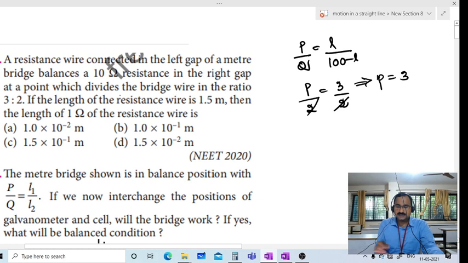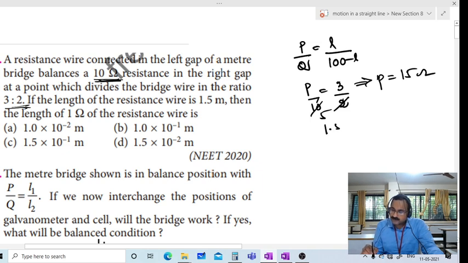Not 2, so this is 10 ohm. Sorry, that is 2.5 just. Therefore P is equal to 15 ohm. P by Q is equal to, so the Q value they given there is 10 ohm. This ratio 3:2, right? So P is equal to 15 ohm we got. So now remember 1.5 meter, 15 ohm.